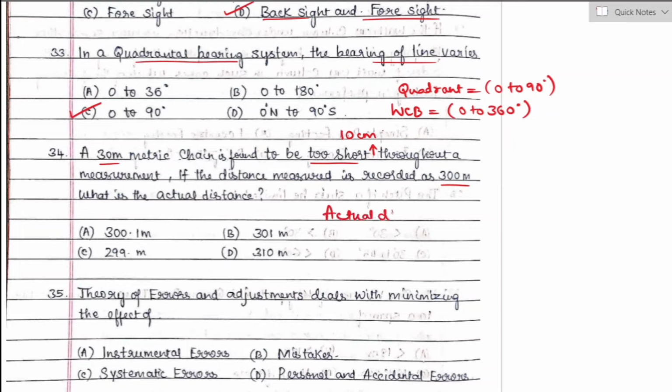So the actual distance will be 30 meter minus 0.1 meter, divided by 30 meter, into the measured distance, which is 300 meter. So the actual distance will be 299 meters. So option C is the right answer.